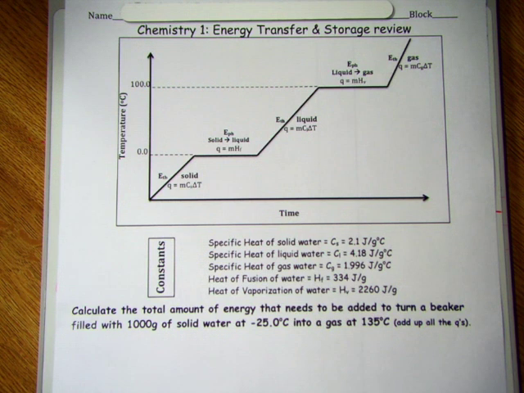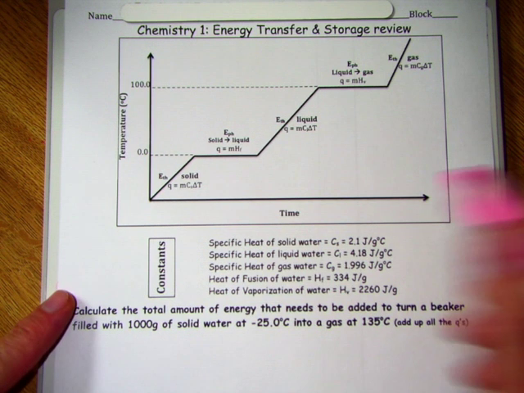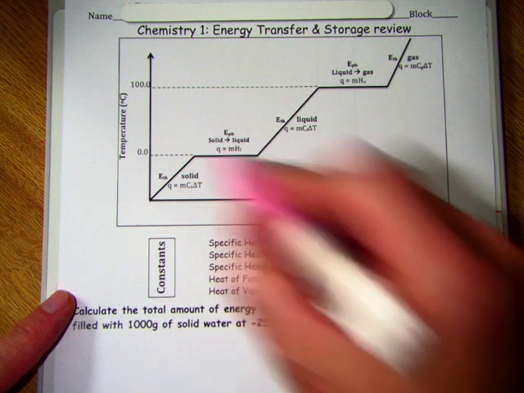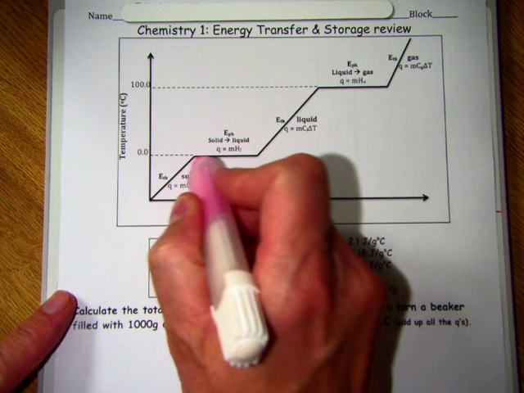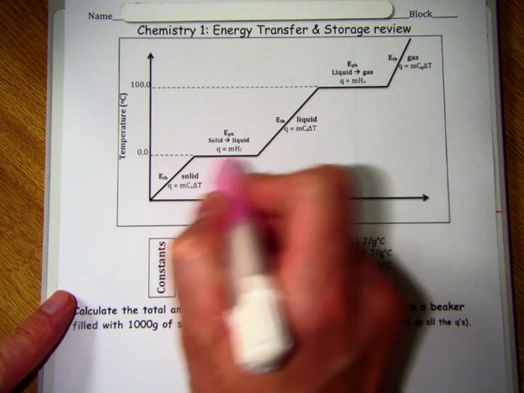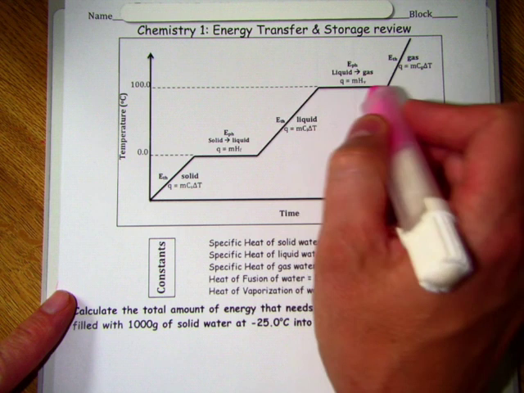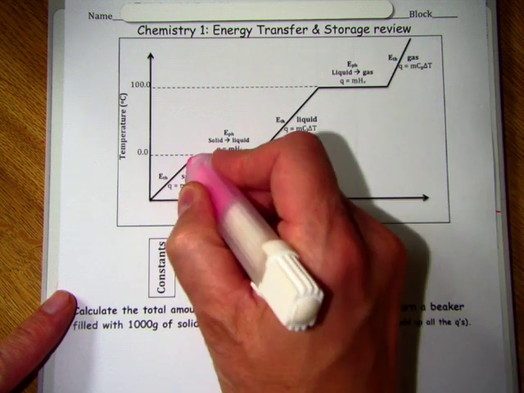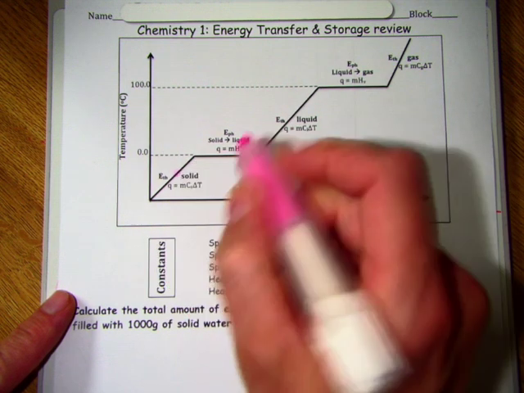Calculate the total energy, the total Q, that needs to turn a beaker of 1,000 grams of solid water ice at negative 25 degrees Celsius until it becomes a gas at 135. So we've got to find ourselves on the curve. It starts at negative 25. Again, for water, that means the freezing or melting point is 0, the boiling point or condensing point is 100. So negative 25 is down here somewhere.